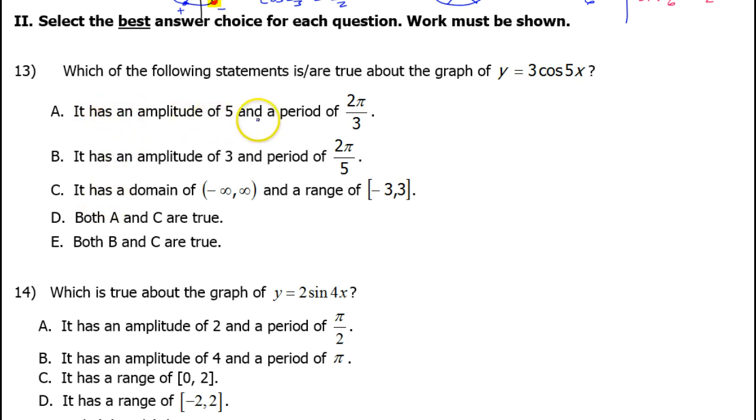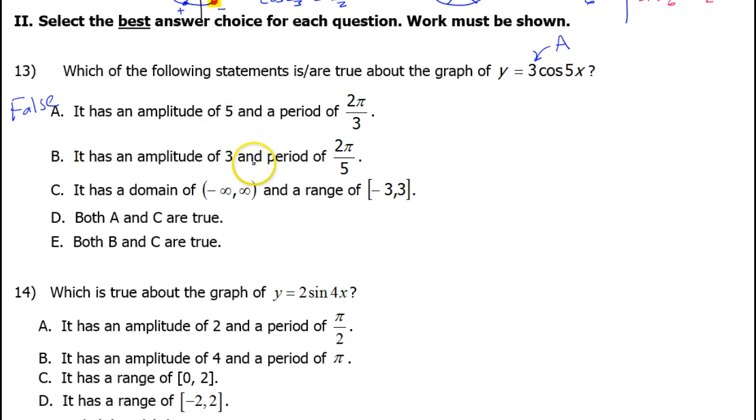It has an amplitude of 5 and a period of 2 pi over 3. I'm just going to look ahead. The next question says amplitude of 3 and a period of 2 pi over 5. So clearly they're asking us about the amplitude and the period, so let's figure that out. I see that the a value is 3. That tells us that the amplitude is 3. If this were negative 3, the amplitude would still be 3. So the amplitude is definitely 3. That means that A is definitely false, since it's talking about an amplitude of 5.